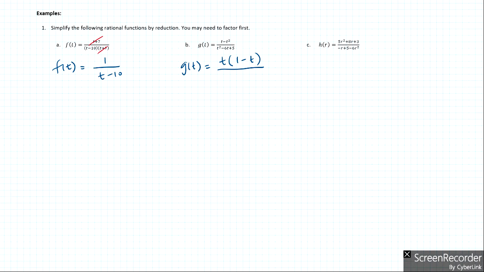In the denominator, we want a product of two binomials. We should have t and t, and then we want to think about two numbers that multiply to be 5 and add up to be negative 6. Because the sum is negative, both numbers have to be negative, and I get minus 1 and minus 5. When we have this result, one thing we see is that we have 1 minus t and t minus 1.